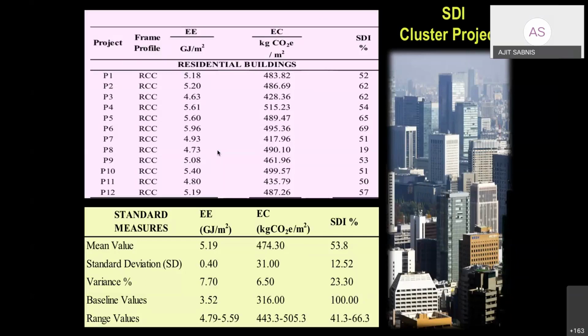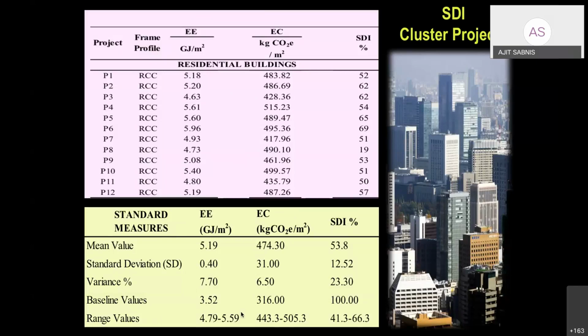Now we need to apply some kind of statistics methodology. Because we have all the values, we can arrive at the mean value for all the three parameters, then the standard deviation, and the percentage variance. Then we also have the baseline values for these three parameters, which form the datum line for us to compare.